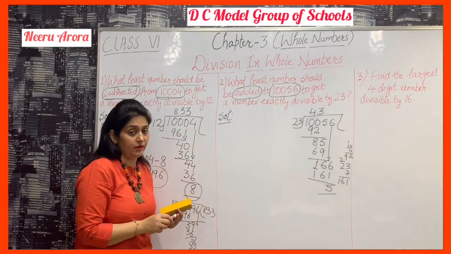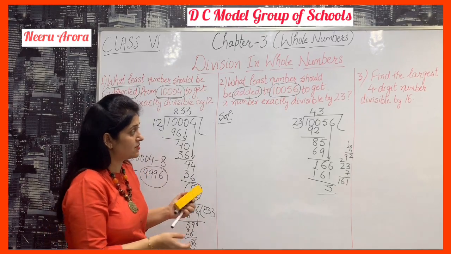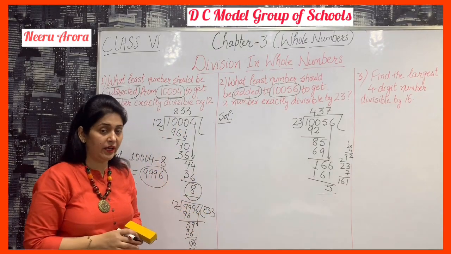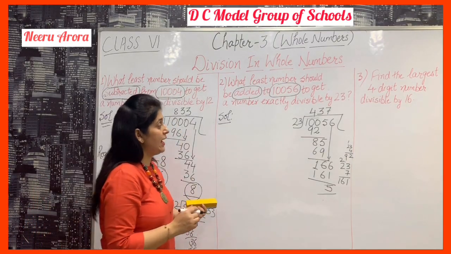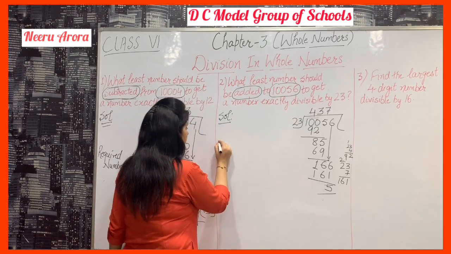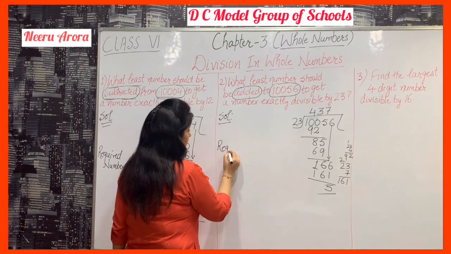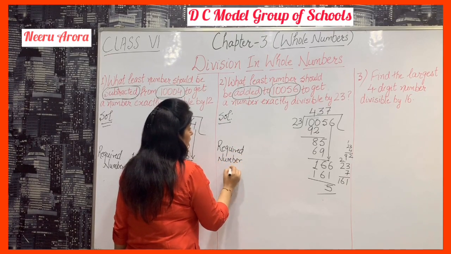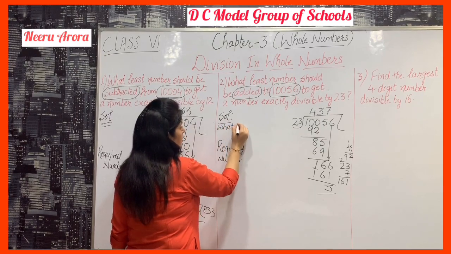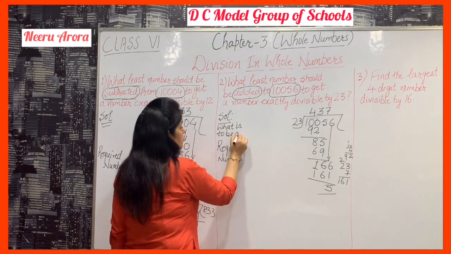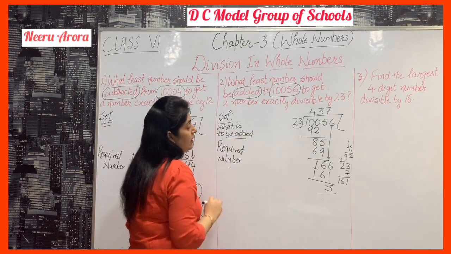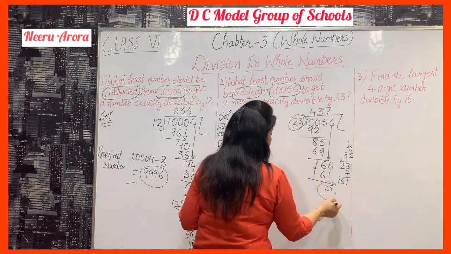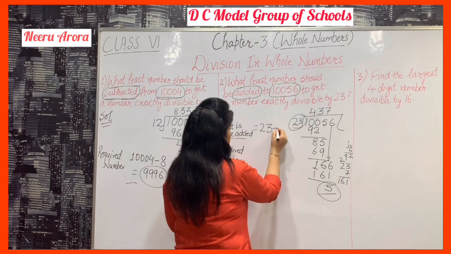So now what least number should be added? We can't add 5 to the dividend as it is. What will be added, or what is our required number? The first question in our mind is, what is to be added? The rule says we will add the difference of divisor and remainder. I'll tell you why this comes.